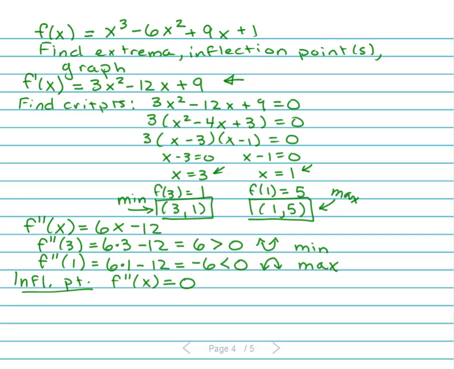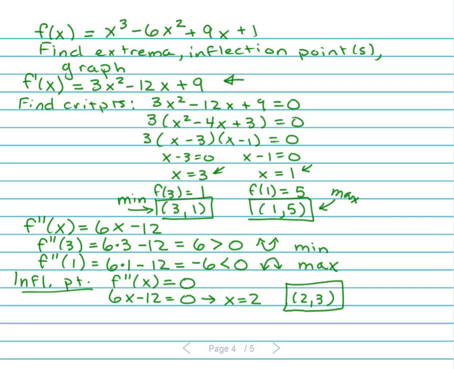So let's set our second derivative equal to 0. So 6x minus 12 equals 0. Add 12 to both sides, divide by 6, we get x equals 2. If we plug x equaling 2 into our original function, and again, I did use a calculator earlier, this gives me the point (2, 3). So (2, 3) is a candidate for an inflection point. We don't know it is an inflection point yet, but it's a candidate.